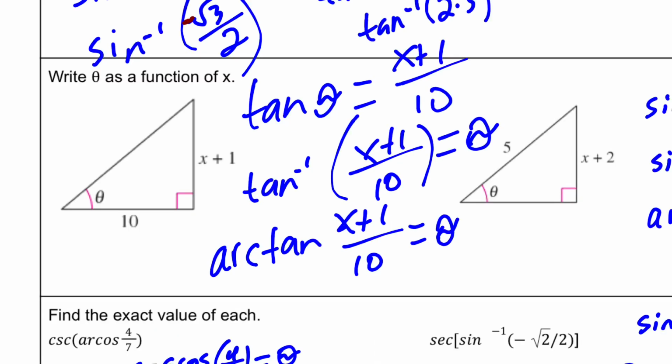For this one, if I think about where theta is, I'm going to use the tangent ratio. So tangent of theta is x plus 1 over 10. If I want to find out what theta actually is, I can take the inverse tangent of all of that, which is the same thing as saying arctan of x plus 1 over 10.